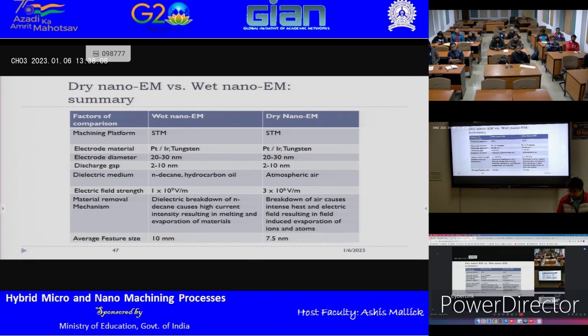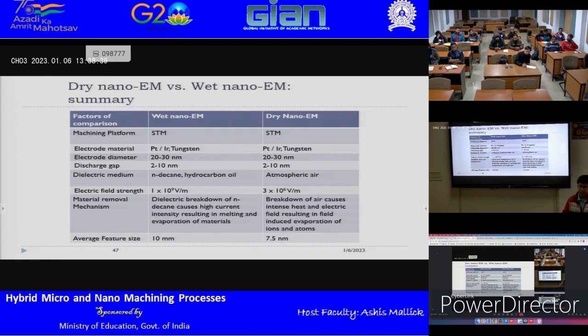Okay, so this is nano electromachining based on scanning tunneling microscope. Now I'm going to present nano electromachining based on AFM. The good thing is that STM is electrically conductive, right? So the setup is very much similar to die sinking, so you need less modification. But AFM also has conductive AFM, okay?